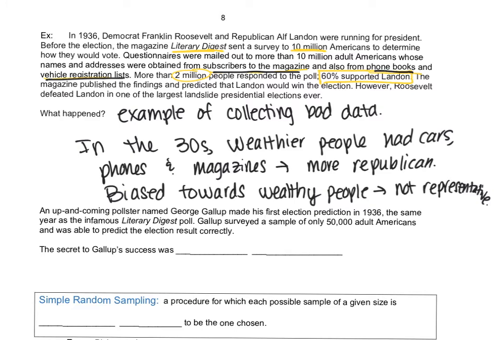You may have heard of a Gallup poll. Maybe not, but it's still around. This new up-and-coming pollster, George Gallup, made his first prediction in 1936, the same year as that poll. And he only surveyed 50,000 people compared to the 2 million. But that was actually a better poll. He had the correct prediction with only 50,000 people, and that's because he used random sampling, which is a good way to collect data, and we will get into that in a second.